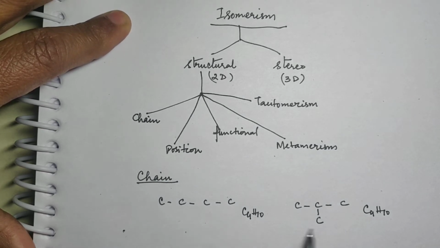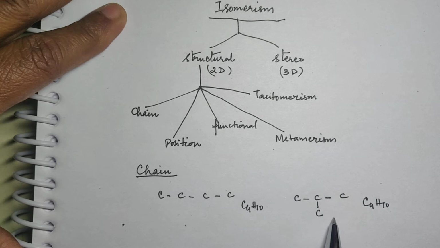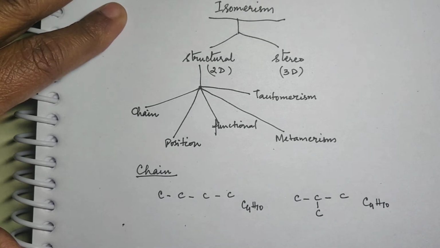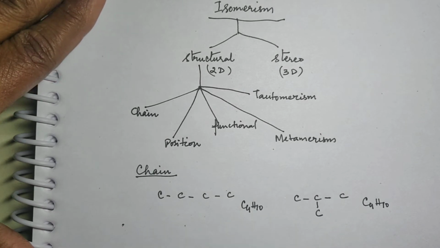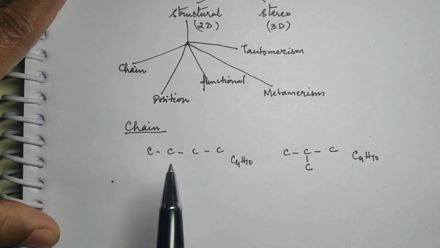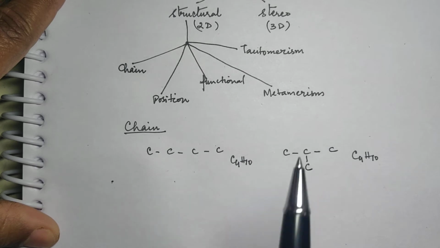Now the difference lies in the chain length. Okay. This is a 4 carbon chain. This is a 3 carbon chain. So these two isomers are coming under the category chain isomerism. Okay. So you have all the isomers of pentane, all the isomers of hexane, they all come under chain isomerism where the chain length differs. Okay, only the chain length will differ.